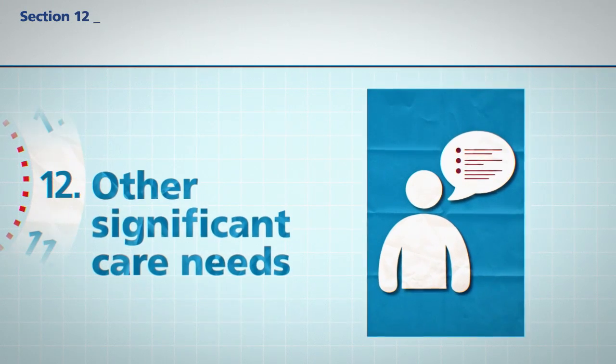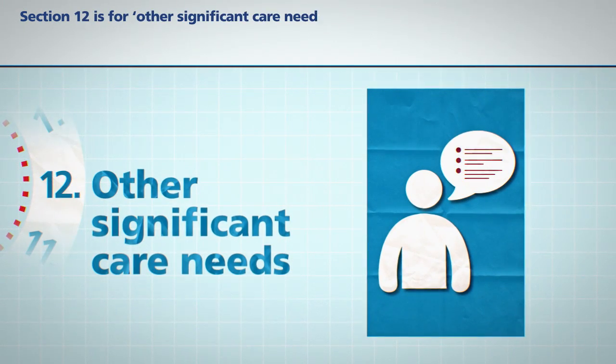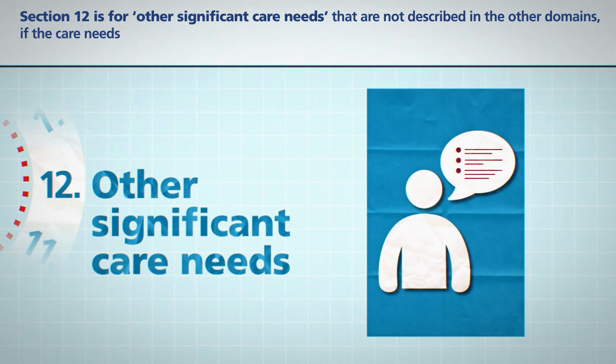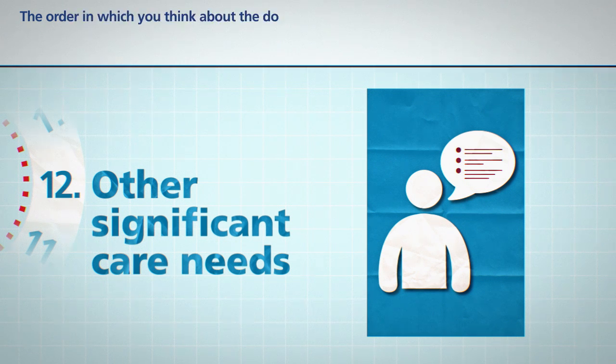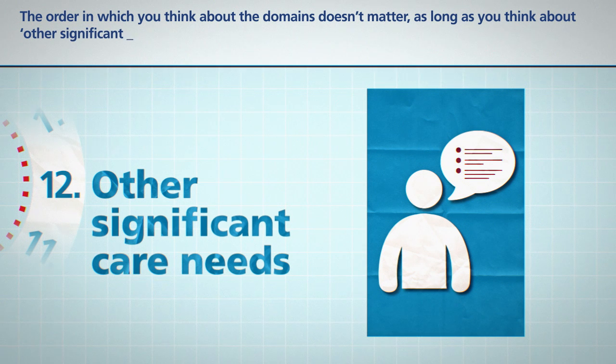Section 12 is for other significant care needs that are not described in the other domains if the care needs are really important for you. The order in which you think about the domains doesn't matter, as long as you think about other significant care needs last.